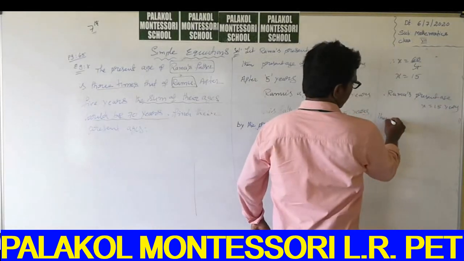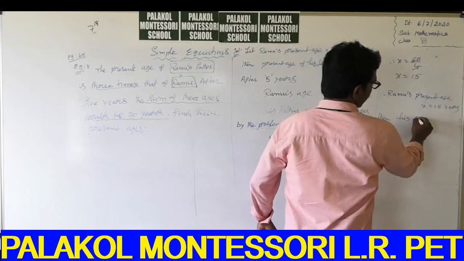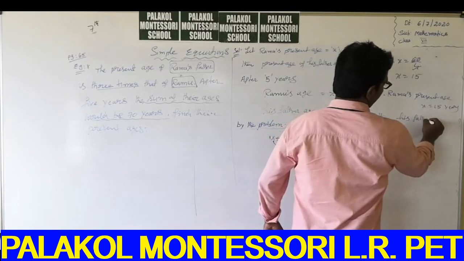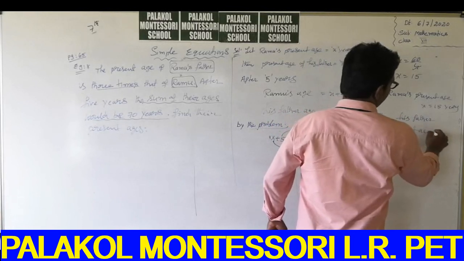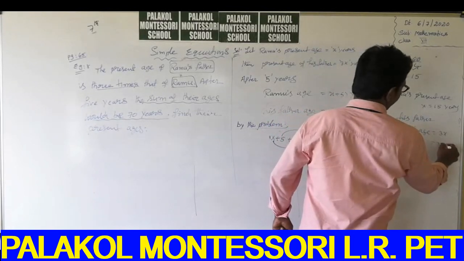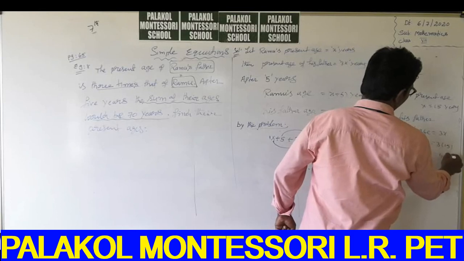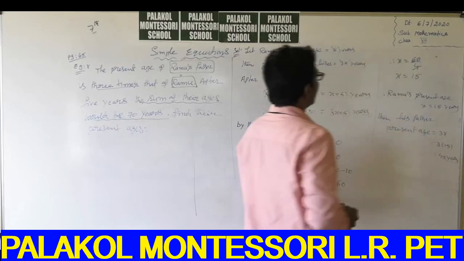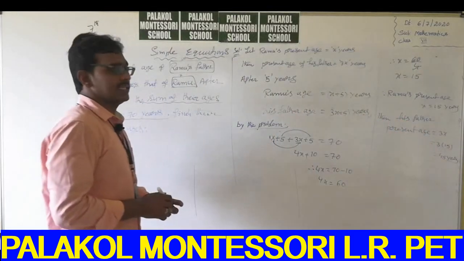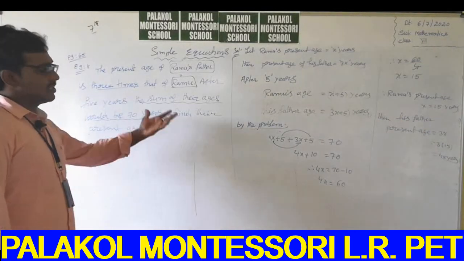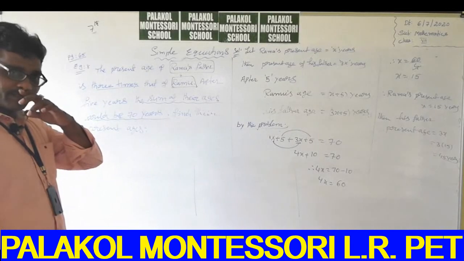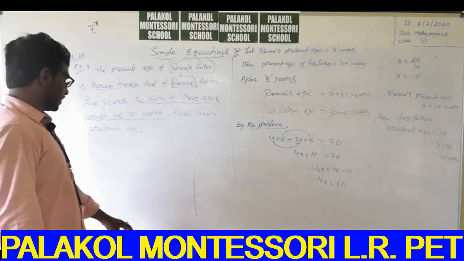Then his father's present age is 3x, so 3 into 15, which is 45 years. Okay? Ramu's present age is 15 and his father's is 45. The sum is over. Is it clear? Okay. Next one.